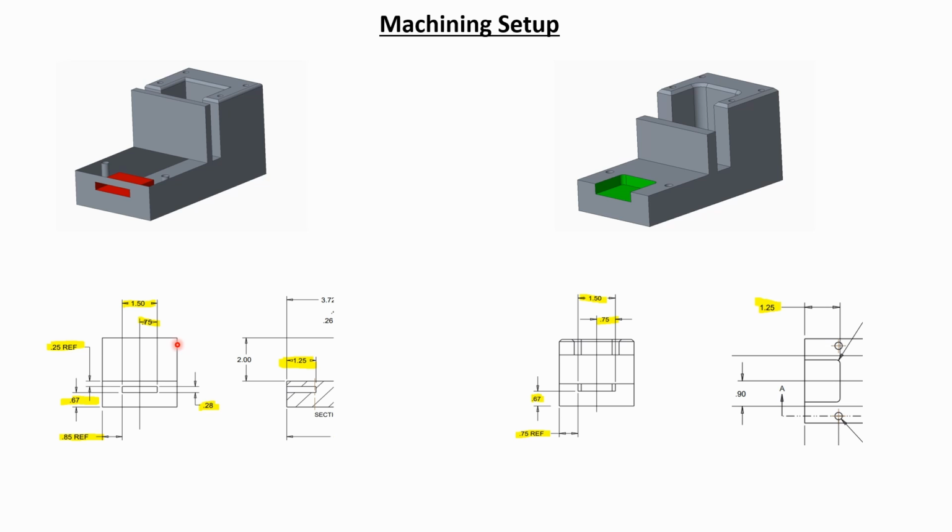Also pay attention to the feature tolerancing and increase tolerance only when required, for example, to clear a mating part. Also pay attention to which dimensions are driving and which ones are being referenced to ensure that your design intent is maintained.